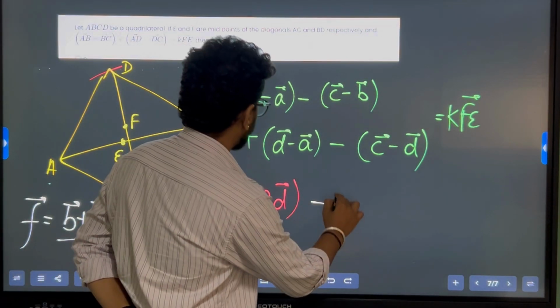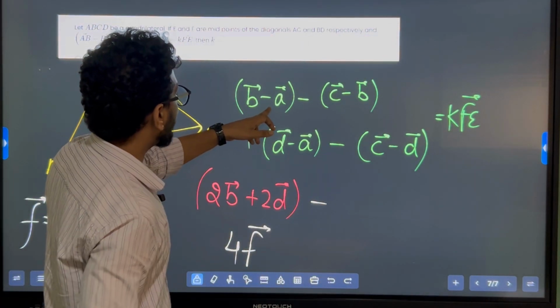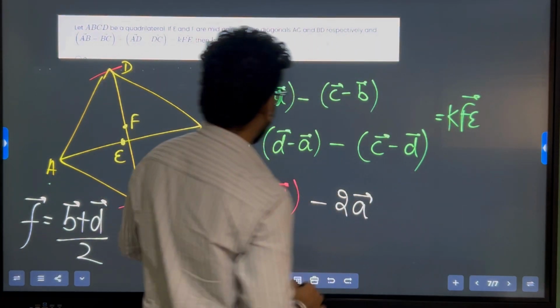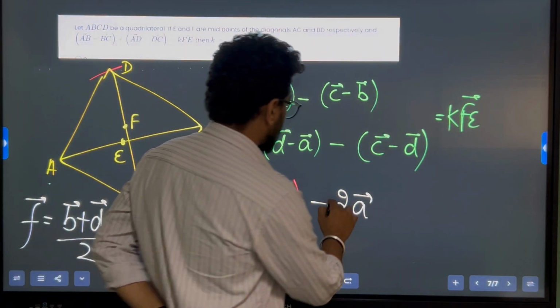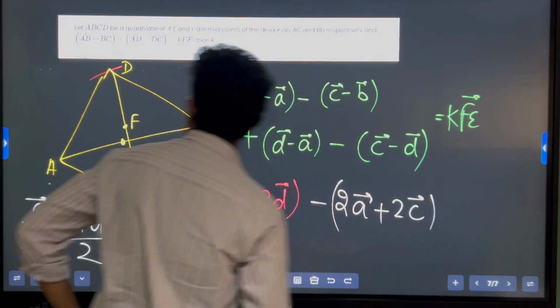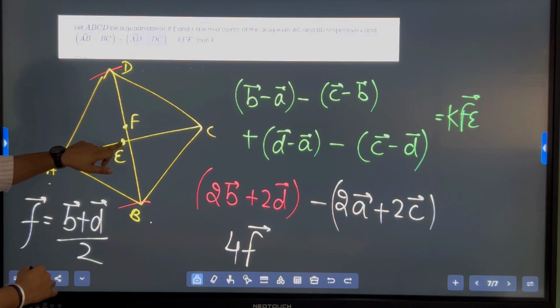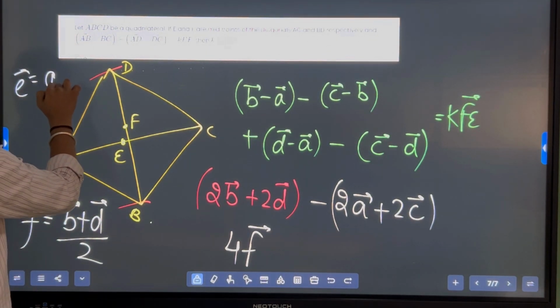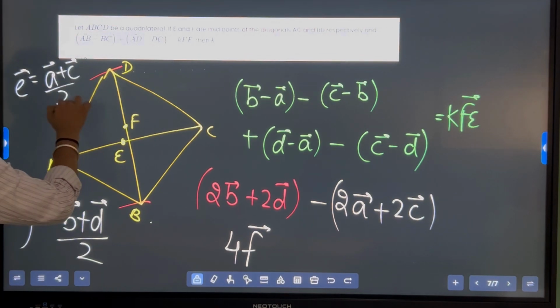Now minus or by minus, let's check first. Minus A, minus of minus A is minus 2A vector. Minus C, minus of minus C is minus 2C. So I have taken the minus sign outside. Now same way, what is E vector? E vector is the midpoint. So E is equal to A vector plus C vector by 2.